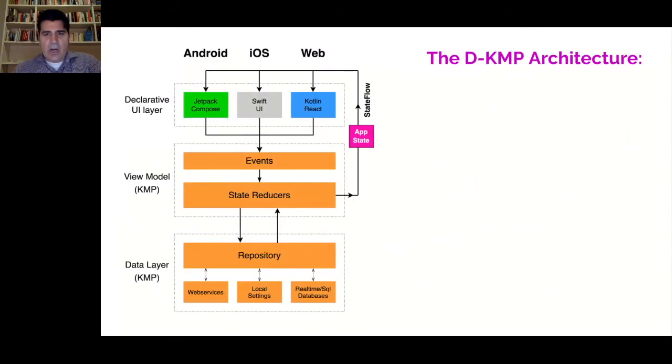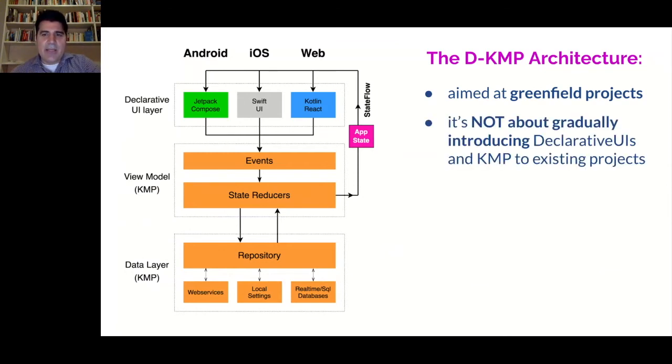Okay, so a very important thing to say when talking about this DKMP architecture is that it's aimed at greenfield projects. The aim of this architecture is not about gradually introducing declarative UIs and KMP to existing projects, because you can use Kotlin Multiplatform in many different ways, right? You can actually use it incrementally.